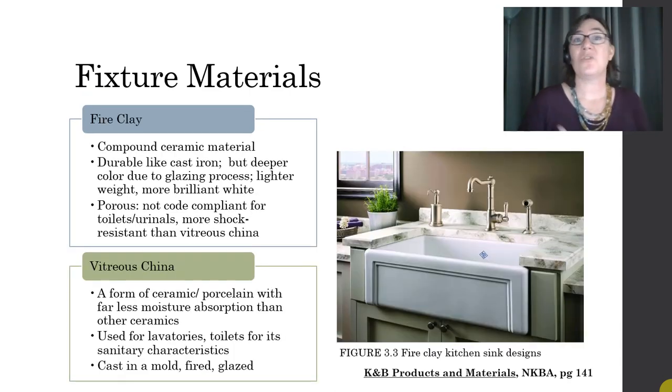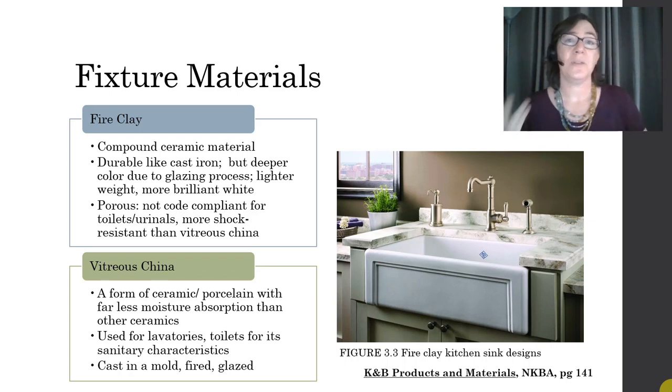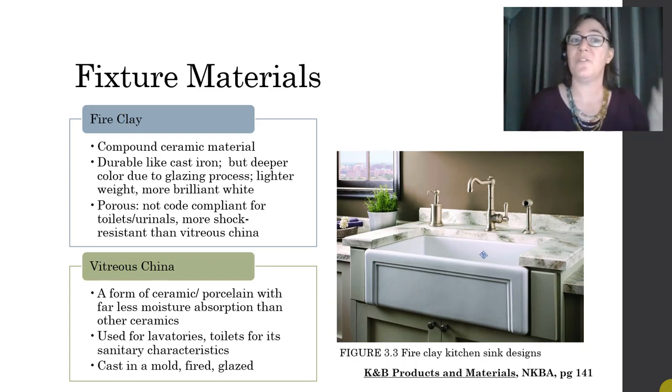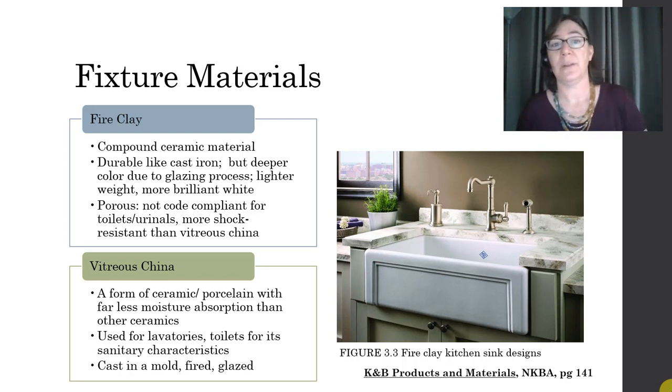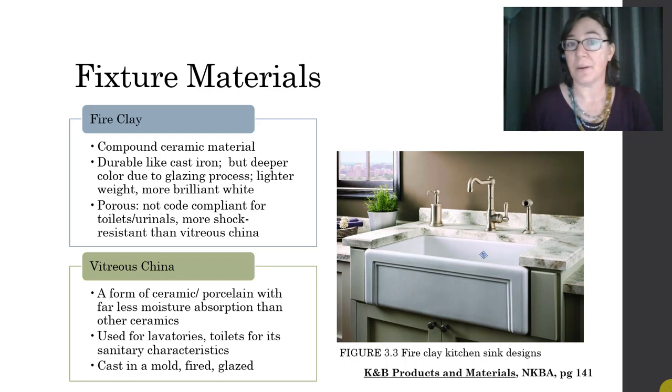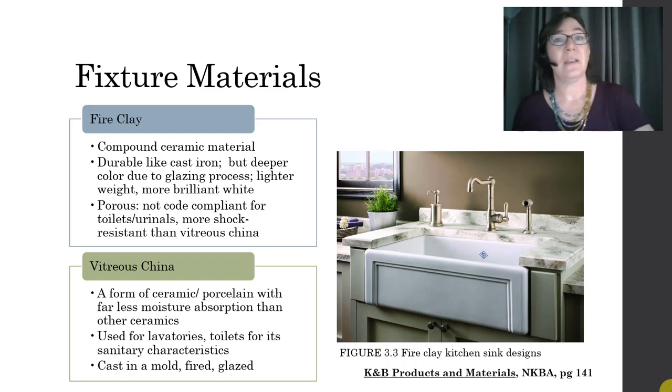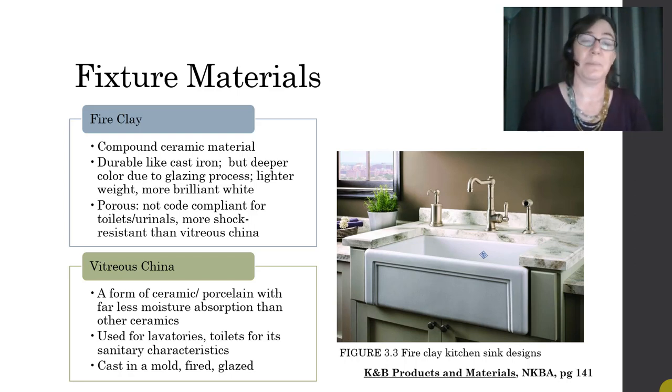You can make your fixtures out of ceramic, and there's two major options here. One is fire clay. Fire clay is a compound ceramic material. It is very durable, similar to cast iron, but it's got a deeper color. Right? People like it for this due to the specific glazing process that they use. Compared to cast iron, it is lighter weight and more brilliant white color.